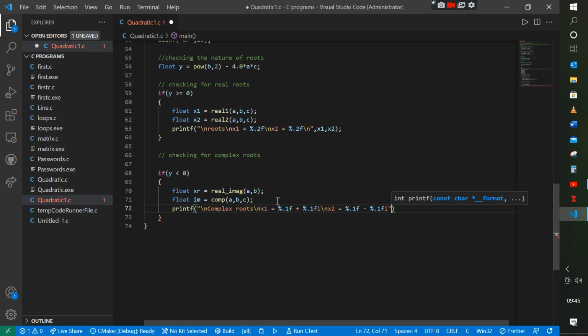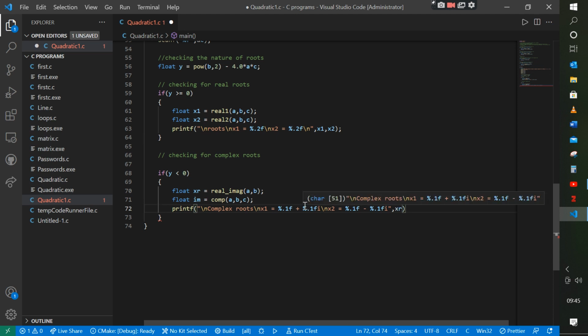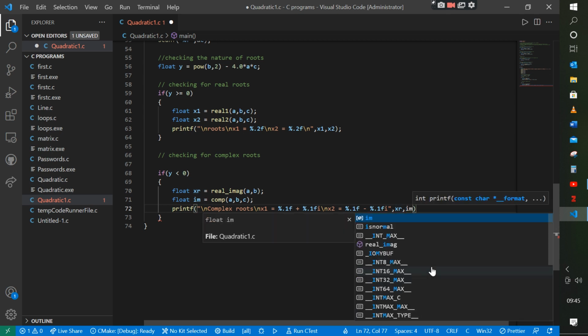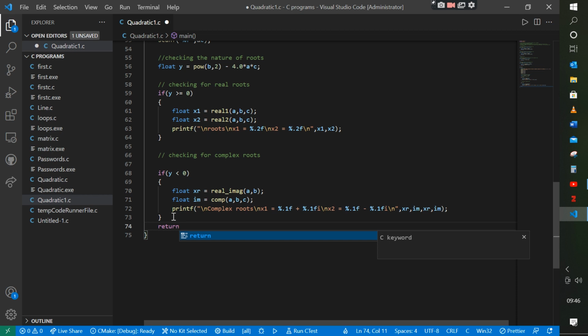So the first %f is the real part, so we refer to xr. The second is im. The third is xr, and the fourth is im. Then you terminate. After that, you return 0 and terminate. We tell our compiler to stop, and we save.